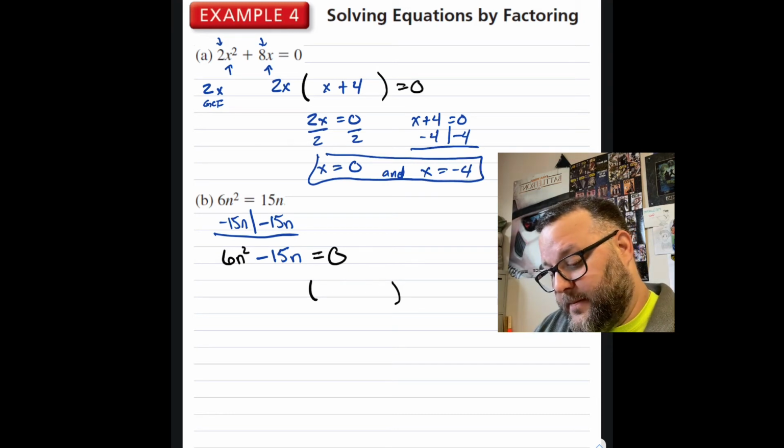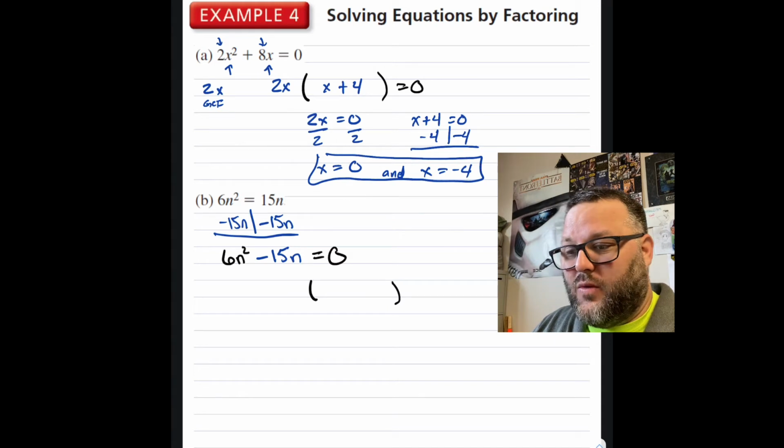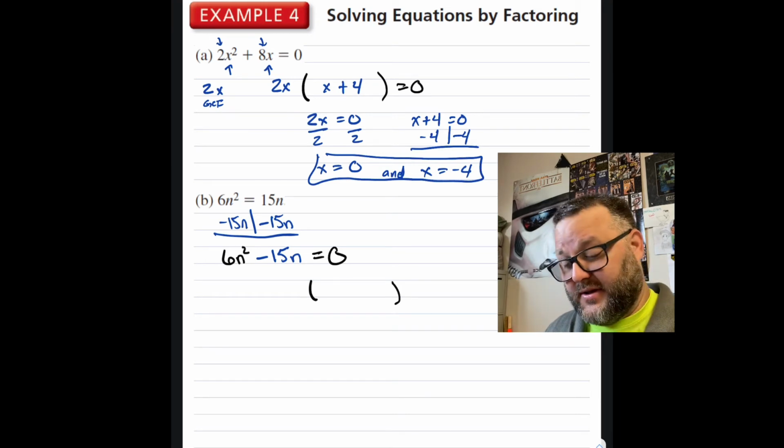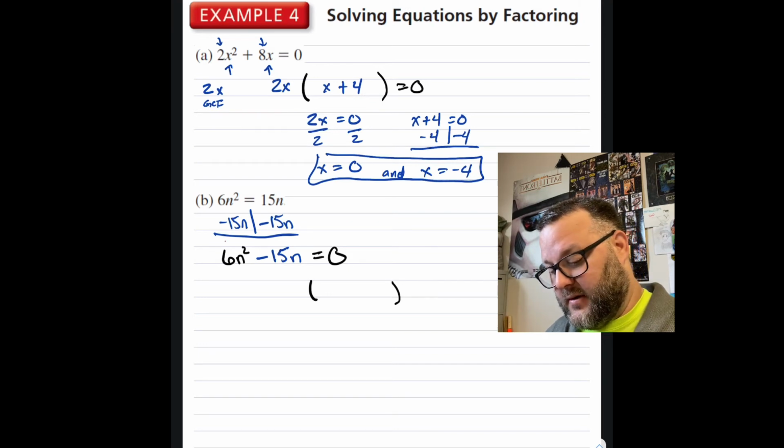Looking at B, first thing I want to do is have all my variables on one side. That's just simplifying rules, right? So when I do that, I get 6n squared minus 15n is going to be equal to 0, because what was left when I moved that 15n to the left from the right is 15n minus 15n. Anything minus itself is 0, so there we go. Now I'm going to look for common factors. Well, 6 and 15 share a common factor of 3.